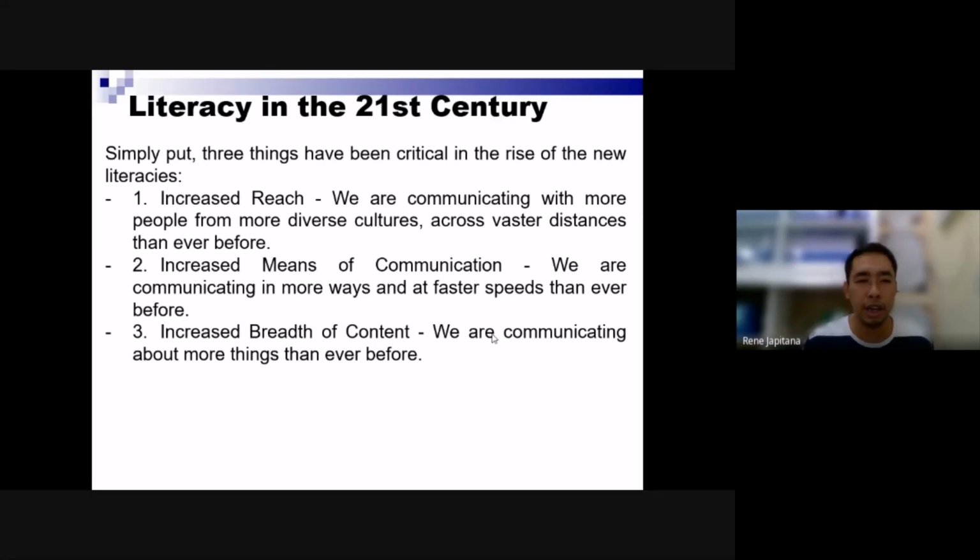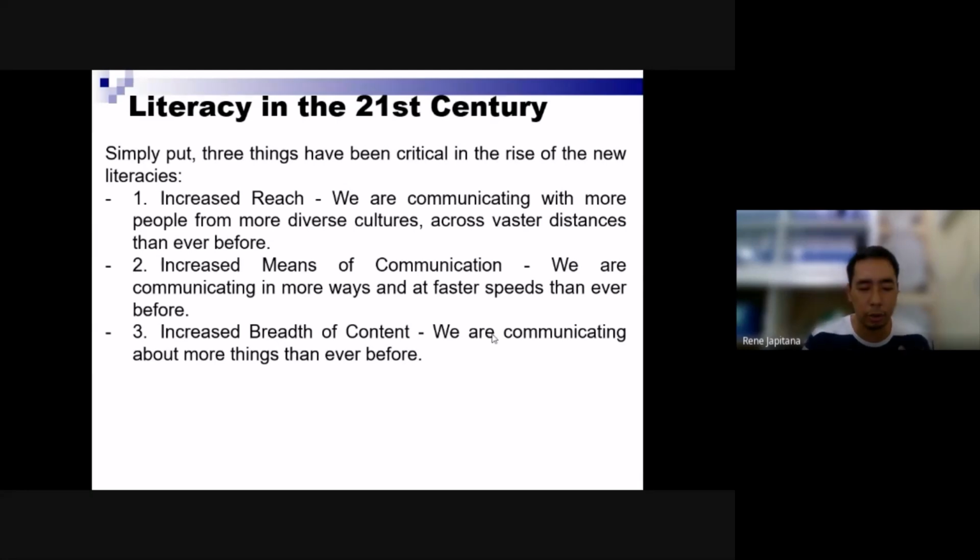Increased means of communication. Aside from the reach, the means, the ways. How we communicate to each other has also increased. We are communicating in more ways and at faster speeds, like the internet, the different communication platforms, the cell phones, the computer, the different social media platforms, the different conferencing platforms like the Google Meet that we are using right now in our synchronous class, the Zoom. Even in businesses, not only in education, this means of communication has widespread throughout the world. So it increases the means of communication because of the different technology, and it makes it faster.